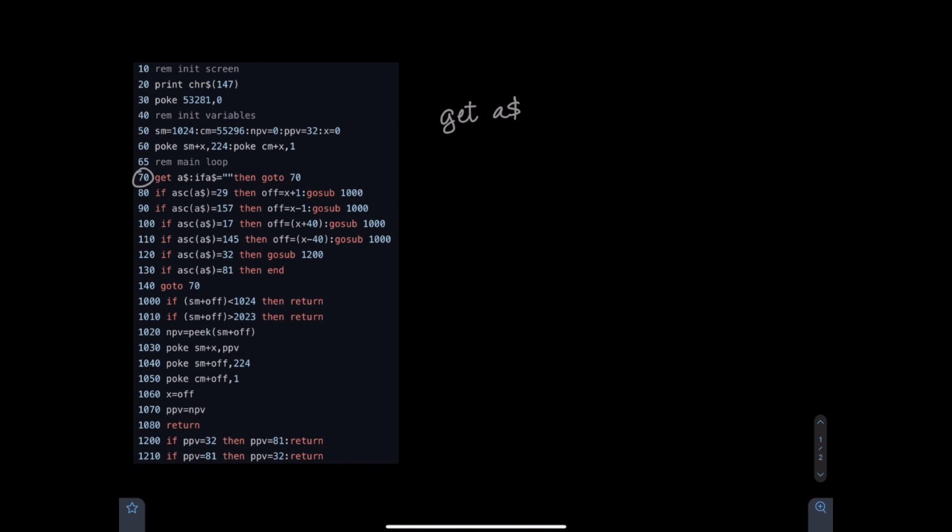Then the next command is IF. In the same line, you see the colon is to put two commands in the same line. IF is a comparison. It checks if something has a particular value. In this case, for example, it's checking, okay, if the a$, which is going to have the character that we type on the keyboard, is equal to nothing, then GOTO 70, and 70 is the line where we are.